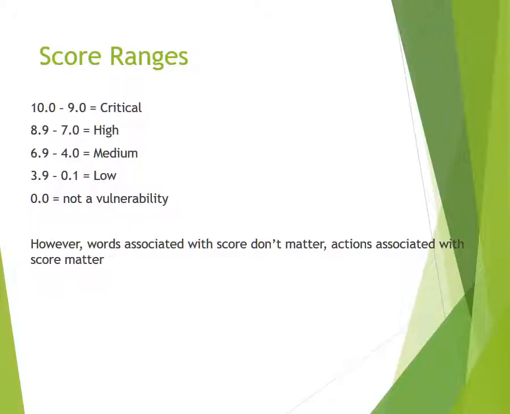Now, there are different categories listed in the CVSS specification: critical, high, medium, and low. The problem there is that those are just words associated with the scores. What matters is the actions that are associated with the score. So if there's an organization that takes certain action for scores between 7.5 and 10.0, well, the name associated with it, the fact that it might span these 2 categories of critical and high, is not relevant. What's relevant is what one does with that score.